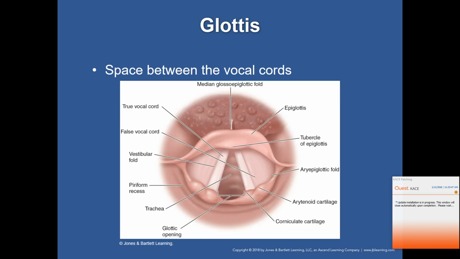A surgical cric requires the use of a scalpel, and then there's a needle cric where it usually comes in a little kit and it's got a needle and all that stuff that kind of pokes down in there. You'll learn all about that stuff later.